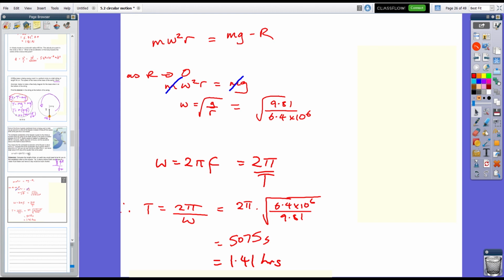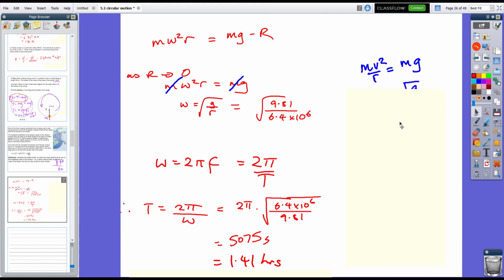If the Earth was spinning faster than a time period of 1.41 hours, where would the extra centripetal force come from? Well, there isn't anything to provide it. In which case, the people on the surface of the Earth would stop going in a circle and spin off into space.